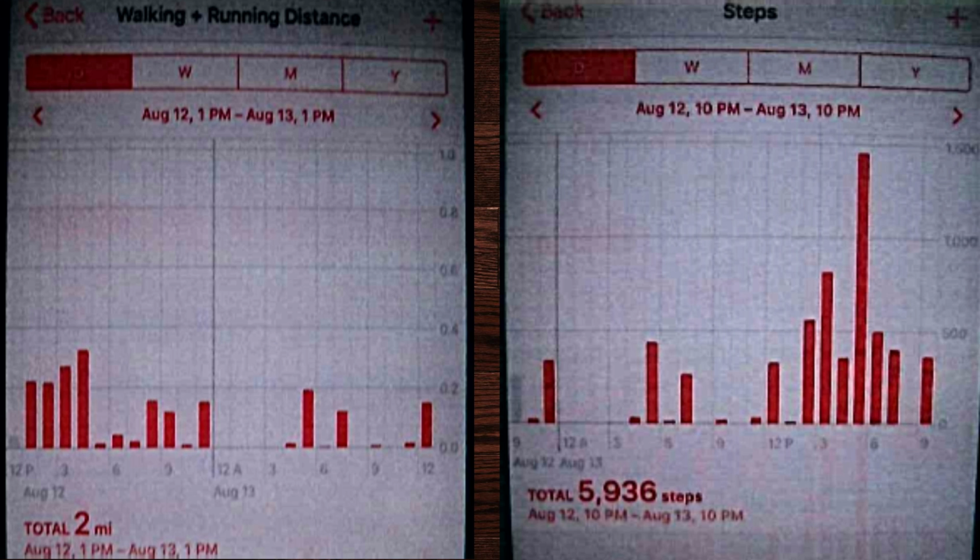let's go to the walking and running distance. Now, this will take you before the phone call, okay? So we know he made that phone call at 9:28, okay?